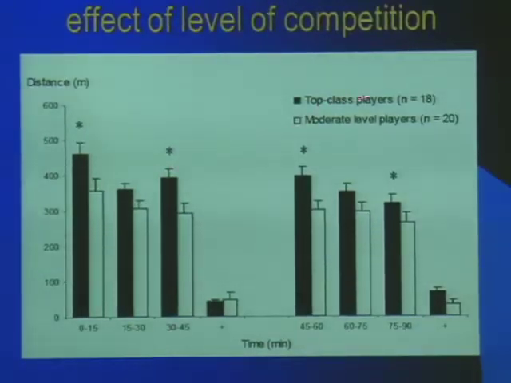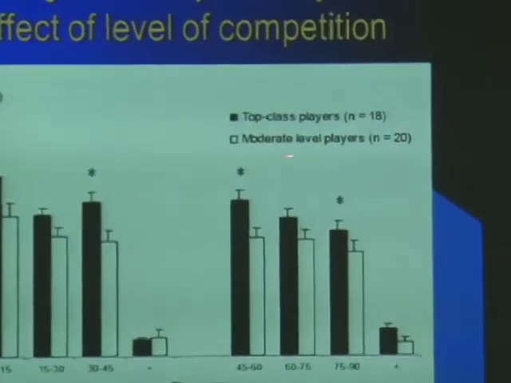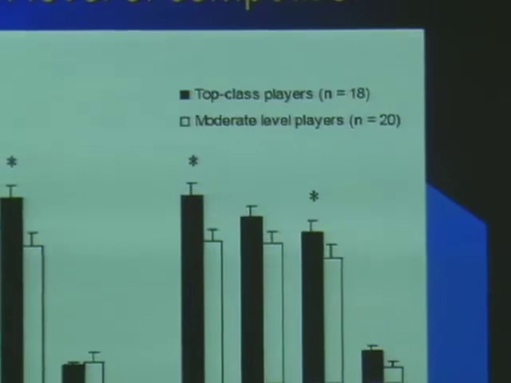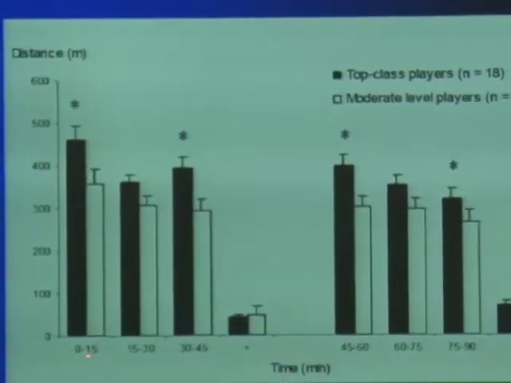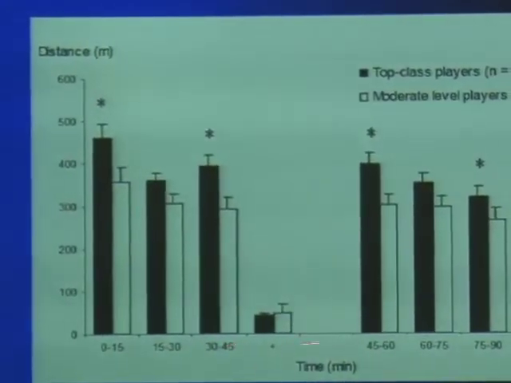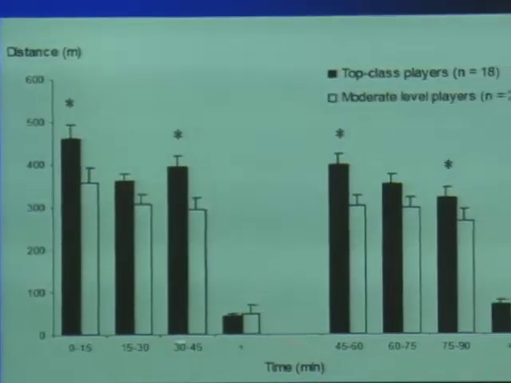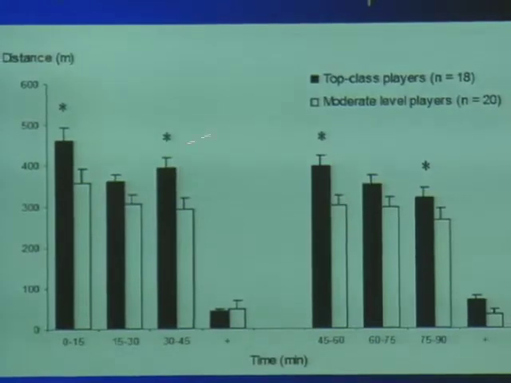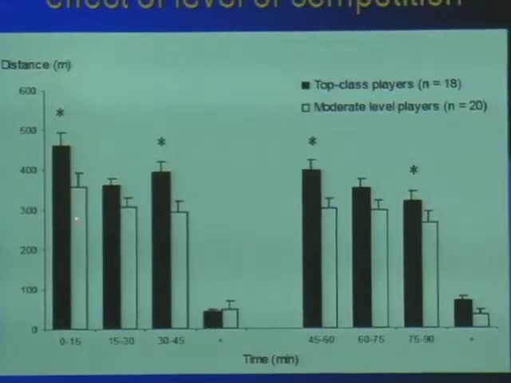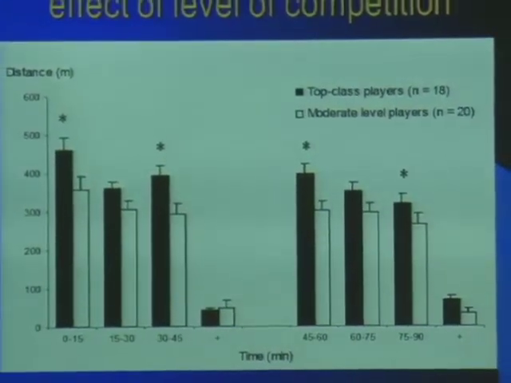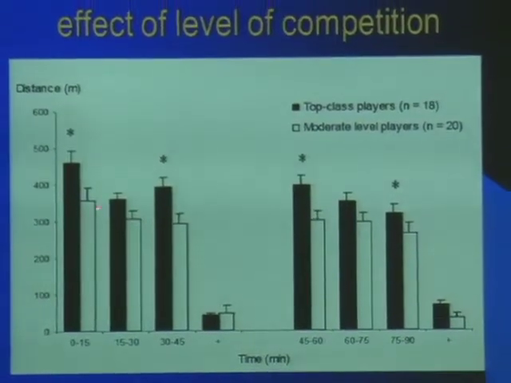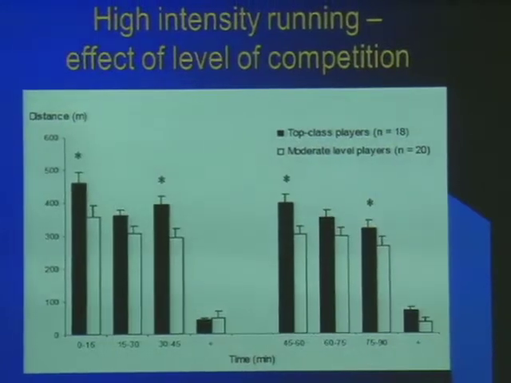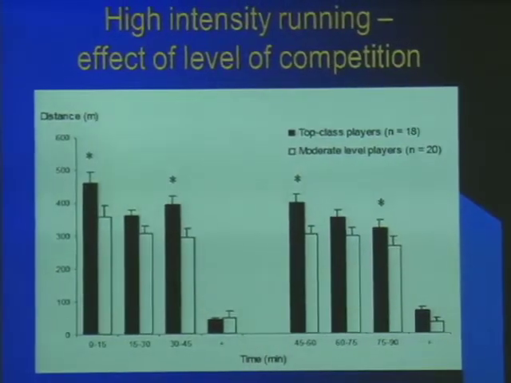Top class Italian players compared to professional players in a lower league. What's happening with the high intensity work in a game. This is the first 15 minutes, next 15 and next 15 minutes, and this is the second half. The black ones, you see distance in meters, high intensity running. For the top class players are black, and the white ones are the moderate, but still professional level players, and you see all the black ones are higher than the white ones. So, what is the conclusion?